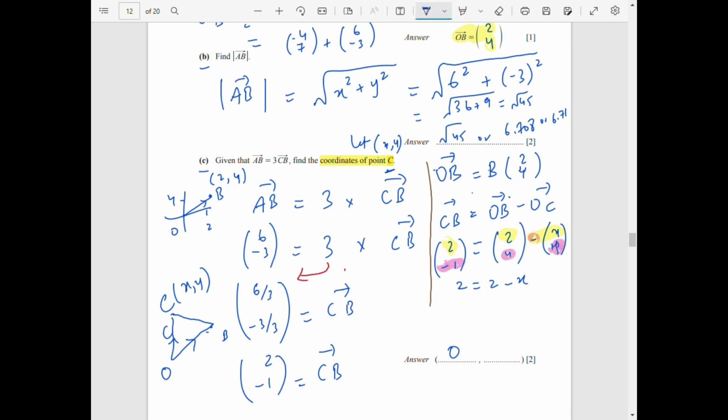Okay, so for my second equation, I will have negative 1 equals 4 less y, and my y should be 4 plus 1, that should be 5. So that should be the answer to part C.